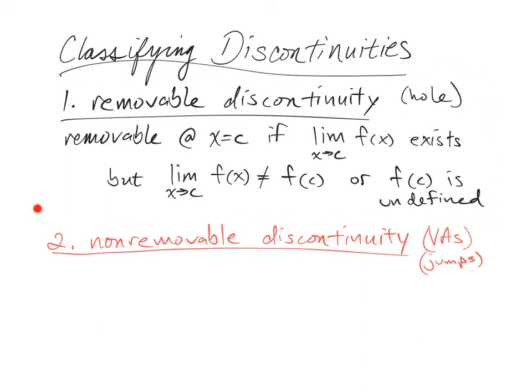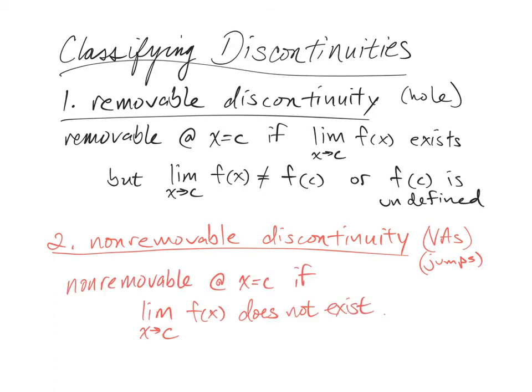As for non-removable discontinuities, a non-removable discontinuity at x equals c happens if the limit as x approaches c of f of x does not exist. And we have to dive a little bit deeper into this "does not exist" portion on the next slide.